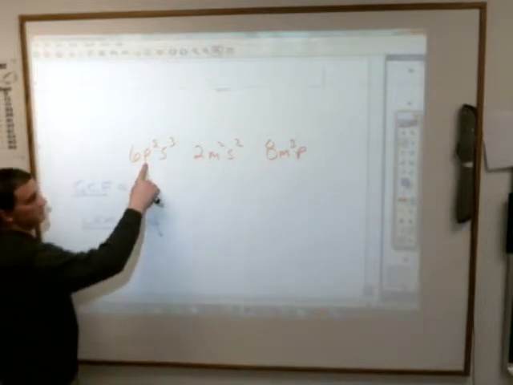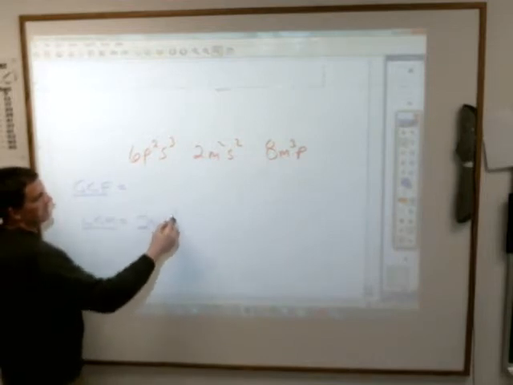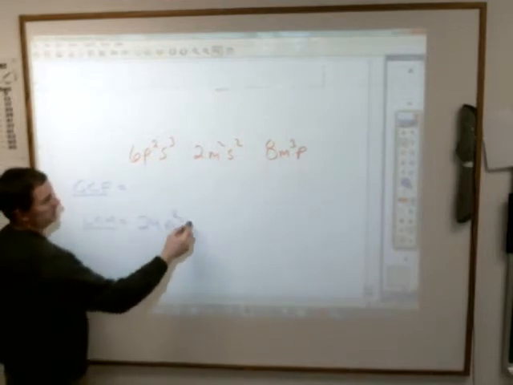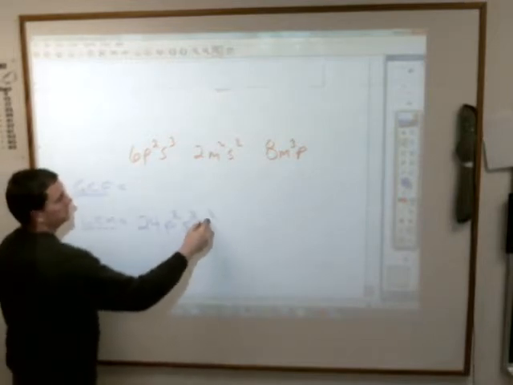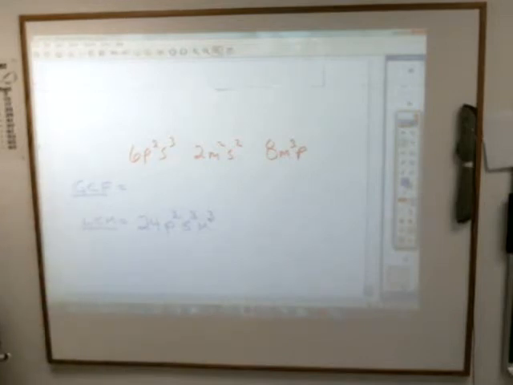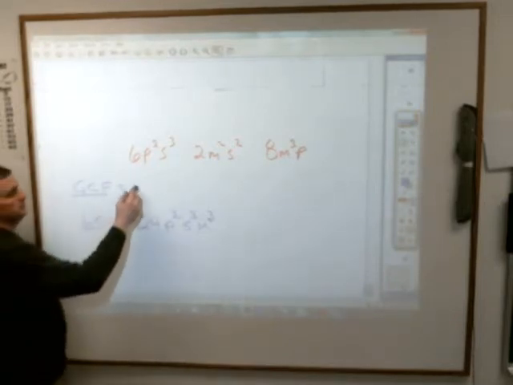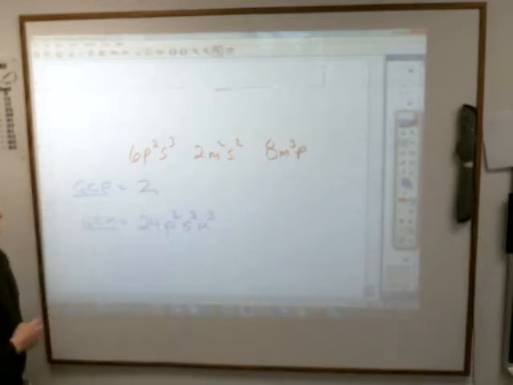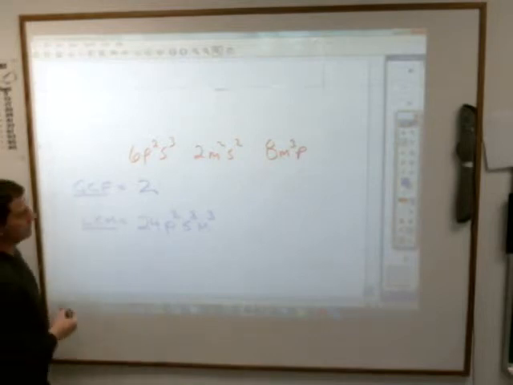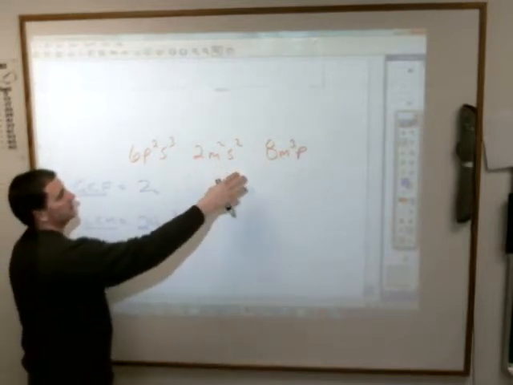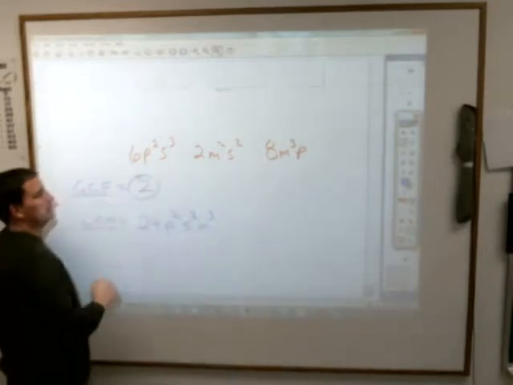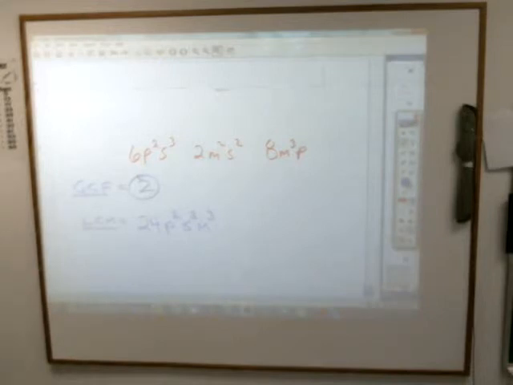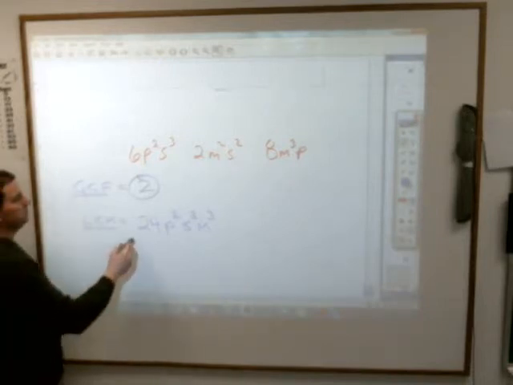Which one has the most P's? Which one has the most S's? S cubed. Which one has the most M's? M cubed. That would be the least common multiple. The greatest common factor for the numbers would be 2, and what do they all have in common after that? Nothing. This one doesn't have a P, this one doesn't have an S, and this one doesn't have an M. So 2 is the biggest factor that they have together, and this is the least common multiple.